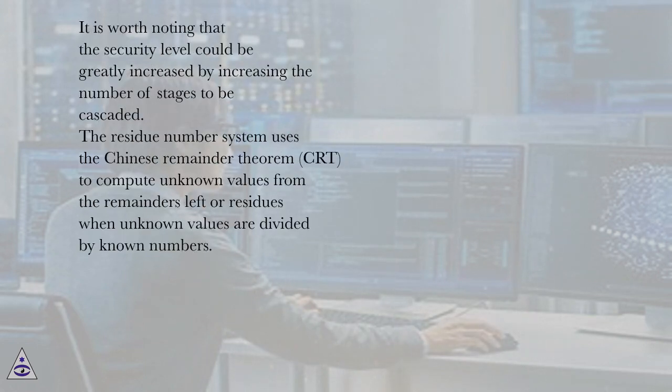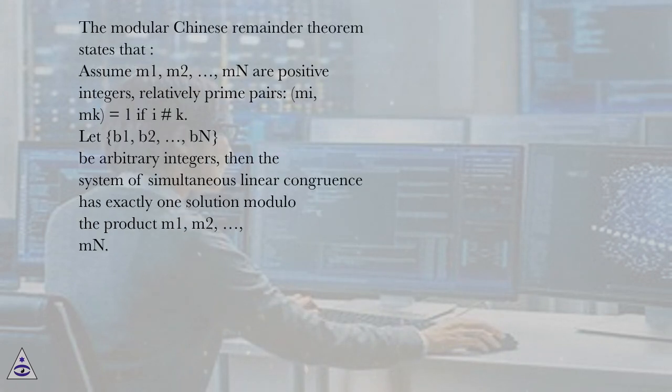It is worth noting that the security level could be greatly increased by increasing the number of stages to be cascaded. The residue number system uses the Chinese remainder theorem, CRT, to compute unknown values from the remainders left or residues when unknown values are divided by known numbers. The modular Chinese remainder theorem states that assume m1, m2, mn are positive integers, relatively prime in pairs, (mi, mk) equals 1 if i is not k. Let b1, b2, bn be arbitrary integers, then the system of simultaneous linear congruences has exactly one solution modulo the product m1, m2, mn.